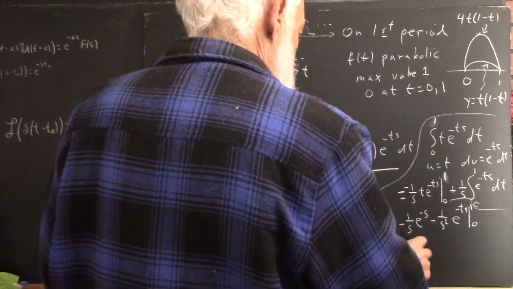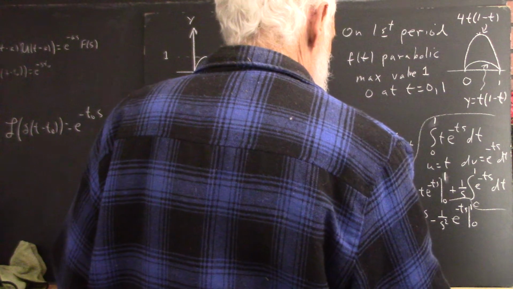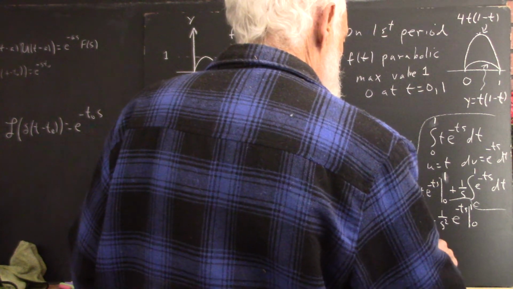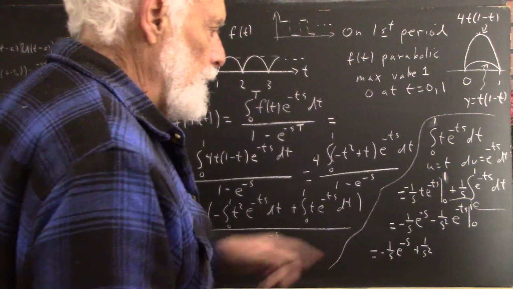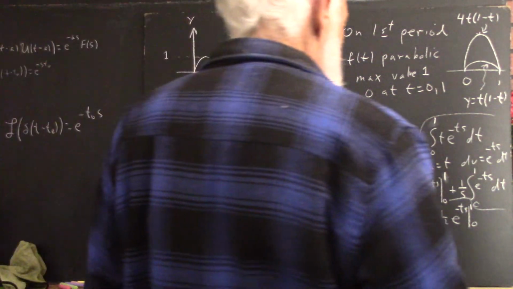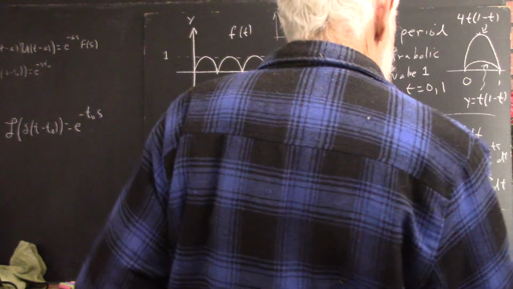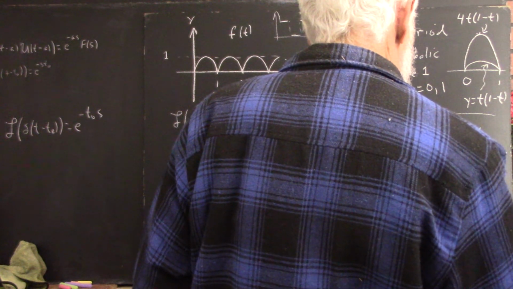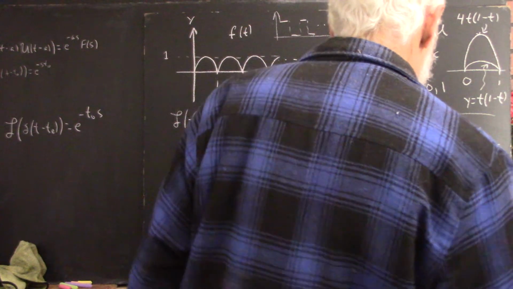Let's fix this. I had an e to the negative ts there, and there's no t. Sorry for the digression. Okay, anyhow, we're going to get plus a 1 over s squared, and that's e to the 0, so that gives us the 1. And then it's going to be minus what we get at 1, which is 1 over s squared e to the negative s.